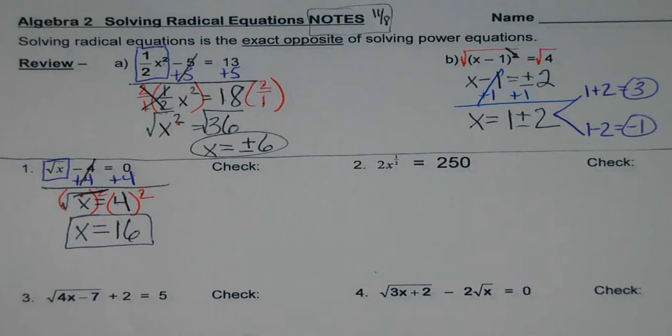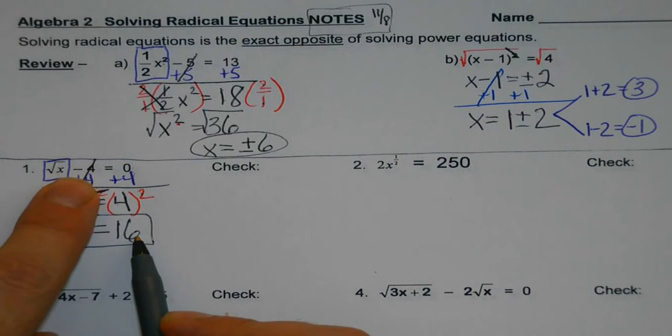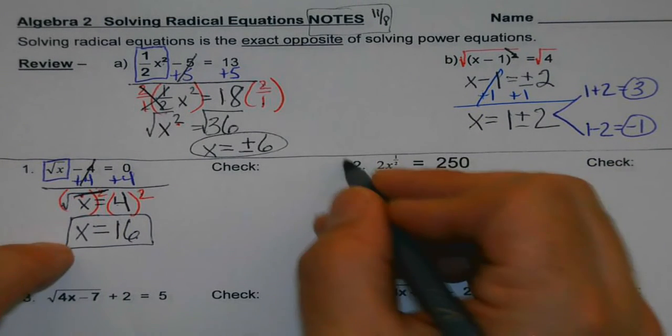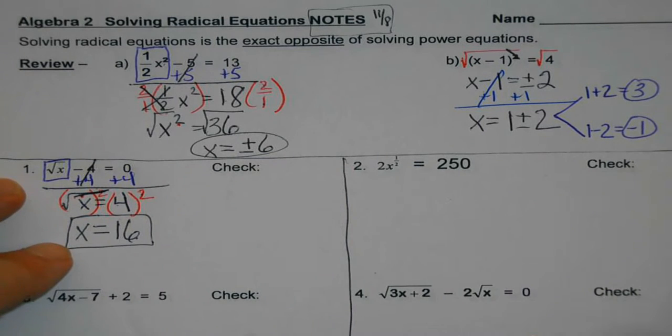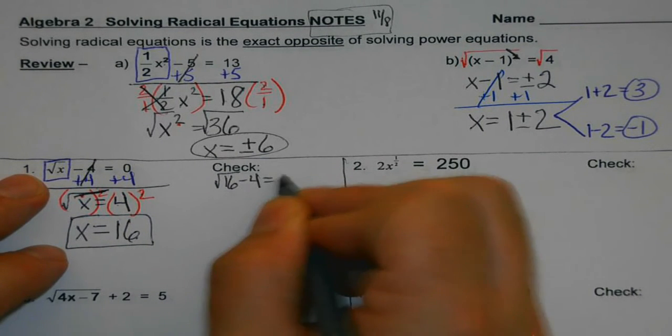Now you may notice also that I got this little word over to the right, check. You're like, well, what do you mean? What do you mean check? Sometimes you may get an answer that doesn't work. It's called an extraneous solution. So all I got to do to check is I'm going to take this value, and I'm just going to plug it back into the original equation quick. So just for instance here, so here I'd have the square root of 16 minus 4 equals 0.